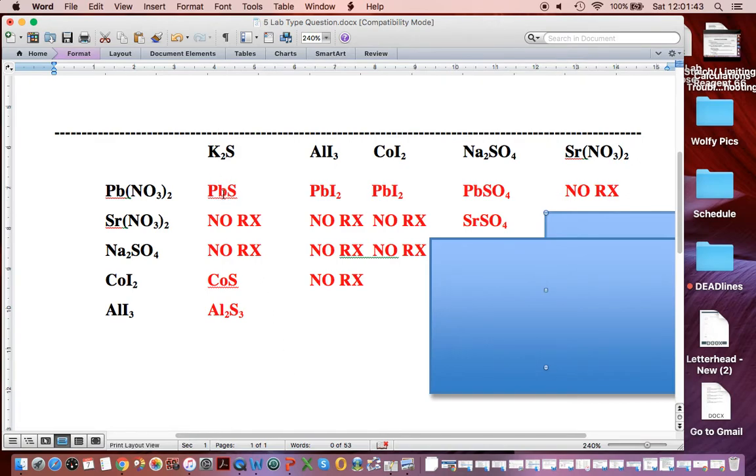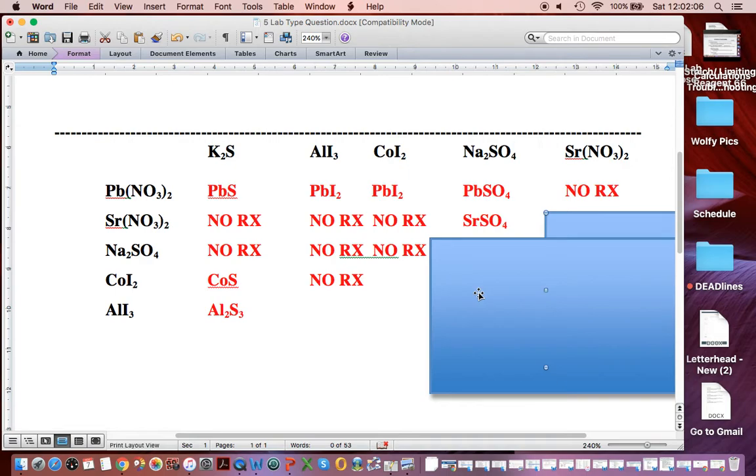This one's going to be Pb2+ plus S2- becomes PbS. This is going to be cobalt 2+ plus S2- becomes CoS. So by writing out these formulas of the precipitates, you just backtrack to get your ions, and then just make sure the ions are aqueous. And these things will all have the (s) for solid as a subscript after the formula.